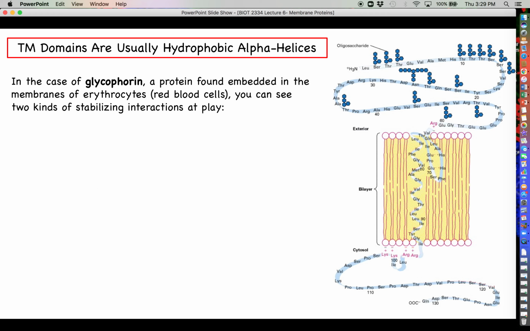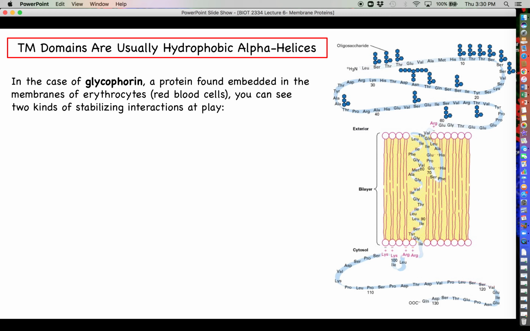so that always seems like the optimal way to do business, especially if you're a protein. Now, the particular protein that the Lotus book is using as an example, and you can actually see it illustrated here, is a membrane glycoprotein called glycophorin. This is a glycoprotein that is found embedded within the membranes of erythrocytes, more commonly known as your red blood cells.